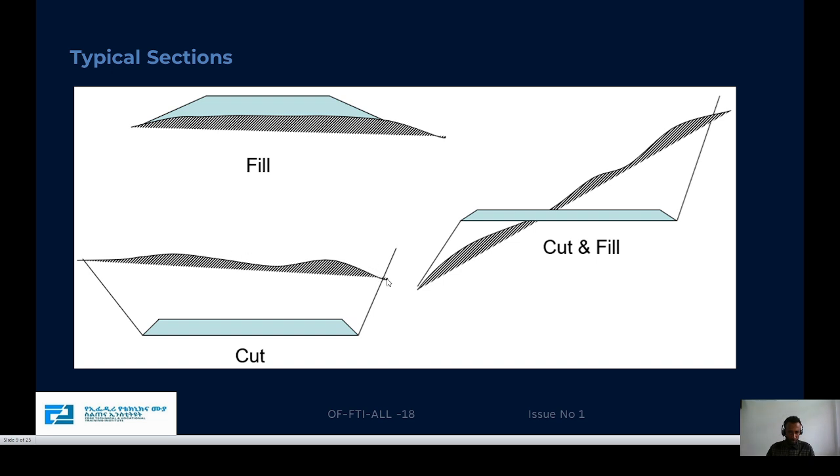So this one is the original ground level. This one is a pavement. So these parts will be cut. The other type is cut and fill.